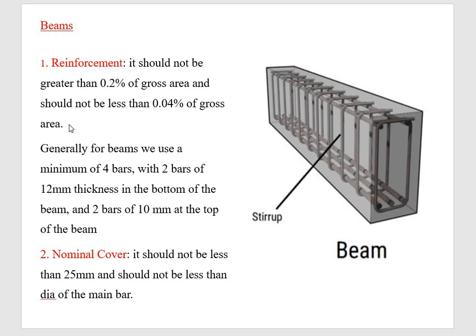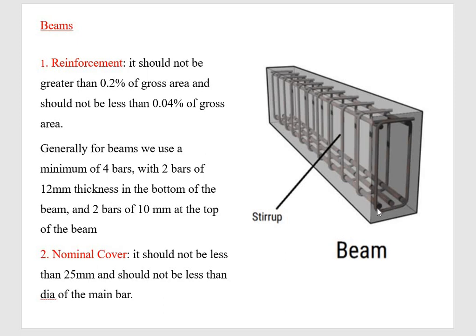The main reinforcement should not be greater than 0.2% of the gross area and should not be less than 0.04% of the gross area. And generally for beams we use a minimum of 4 bars, with 2 bars of 12 mm at the bottom of the beam and 2 bars of 10 mm at the top of the beam. If you take this as the cross sectional area, this is the bottom portion, this is the top portion. For the bottom portion, minimum 2 bars. I'm just giving an example, I'm not talking exactly about what they have given here.